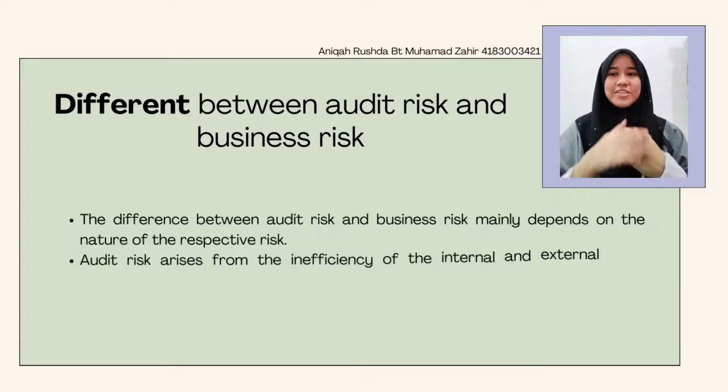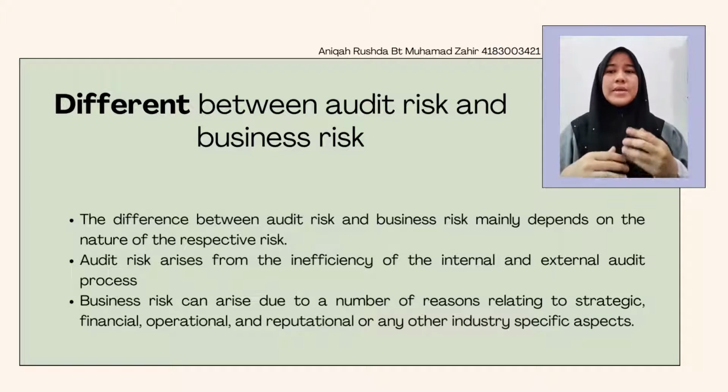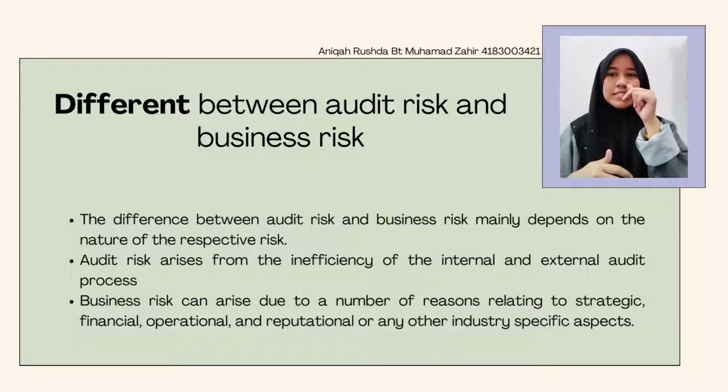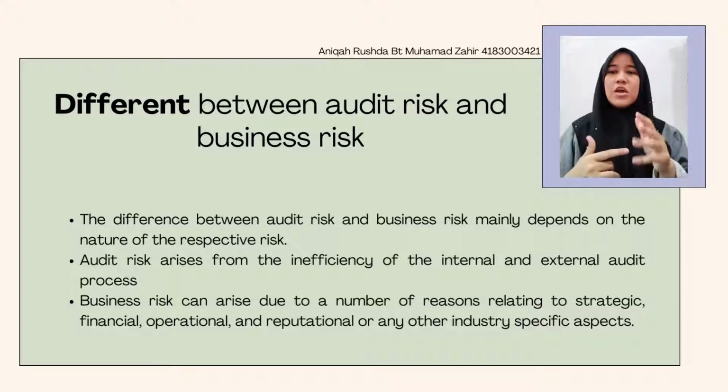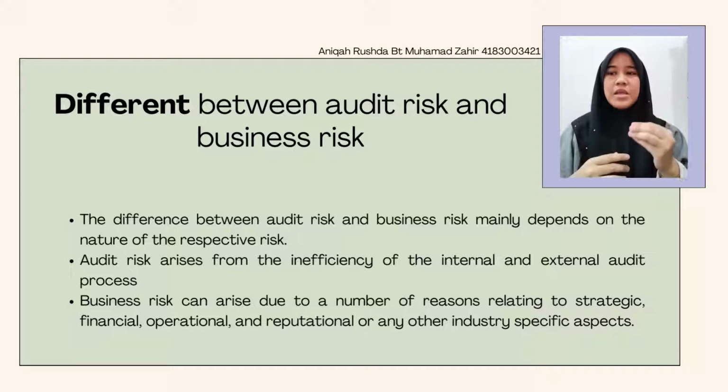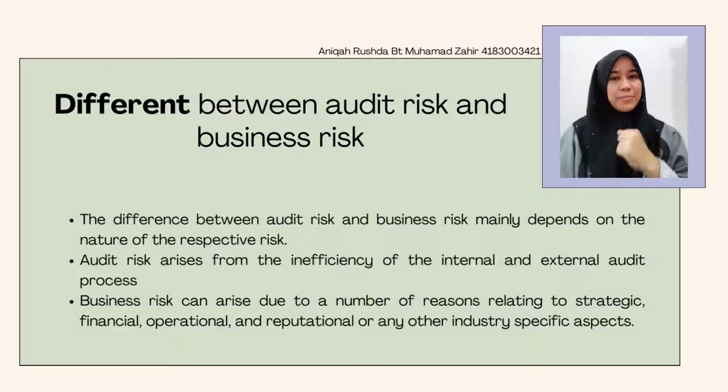In conclusion, the difference between audit risk and business risk mainly depends on the nature of the respective risk. Audit risk arises from the inefficiency of internal and external processes, while business risk can arise due to a number of reasons relating to strategic, financial, operational, and reputational or any other industry-specific aspect. Both these risks can have several damaging effects on a company. Thus, sound risk management practices should be in place to identify and mitigate the risk in a timely manner.